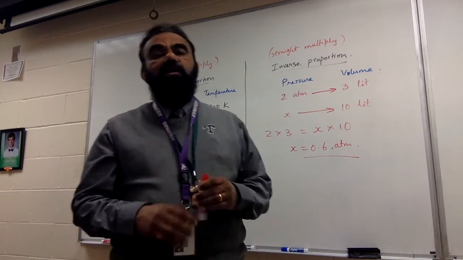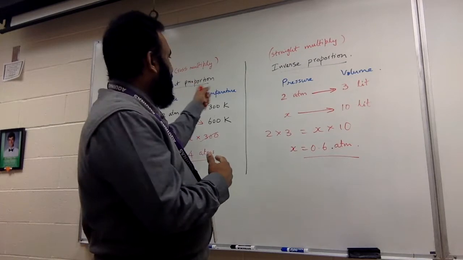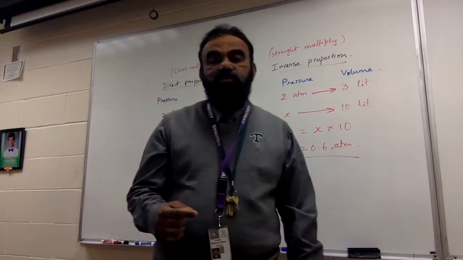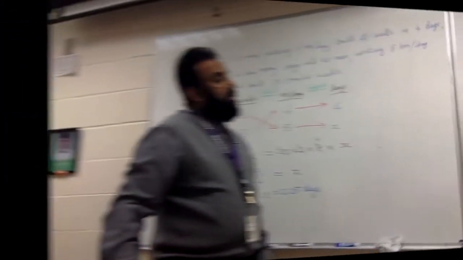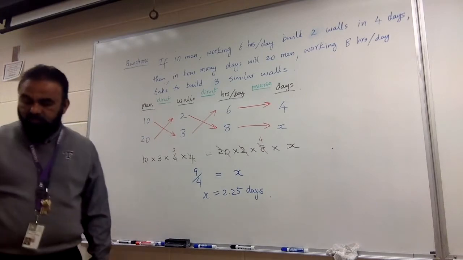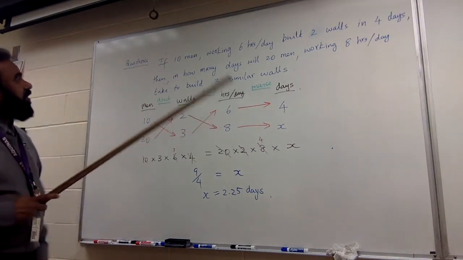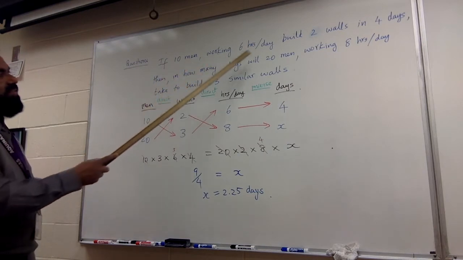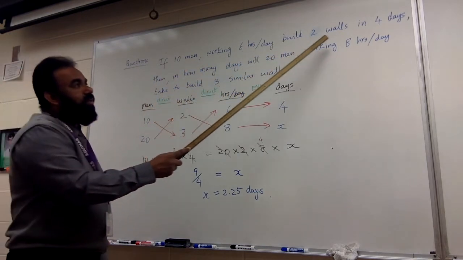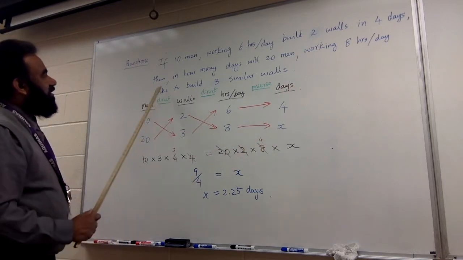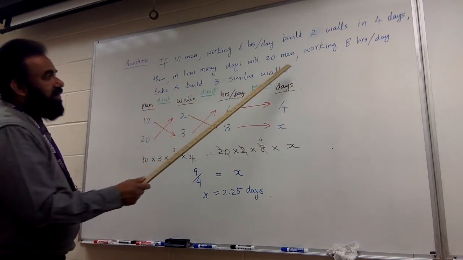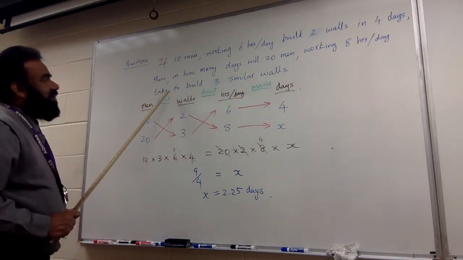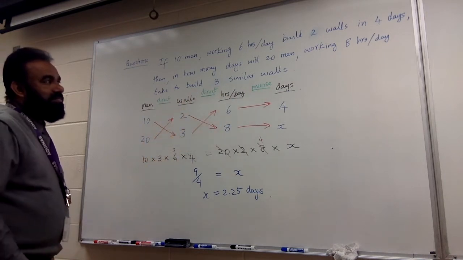Now I'll explain to you how the same idea of direct and inverse proportion can be used to tackle a complicated problem. Here is another problem. And this problem goes like this. If 10 men working 6 hours per day build 2 walls in 4 days, then in how many days will 20 men working 8 hours a day take to build 3 similar walls?